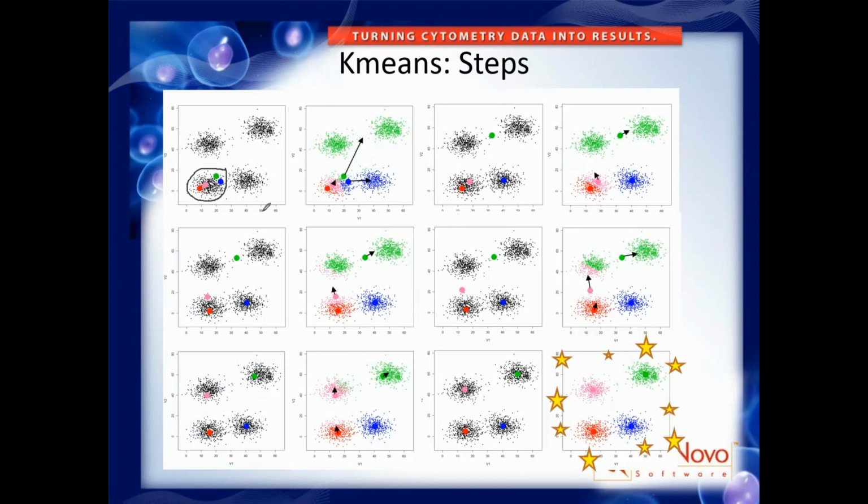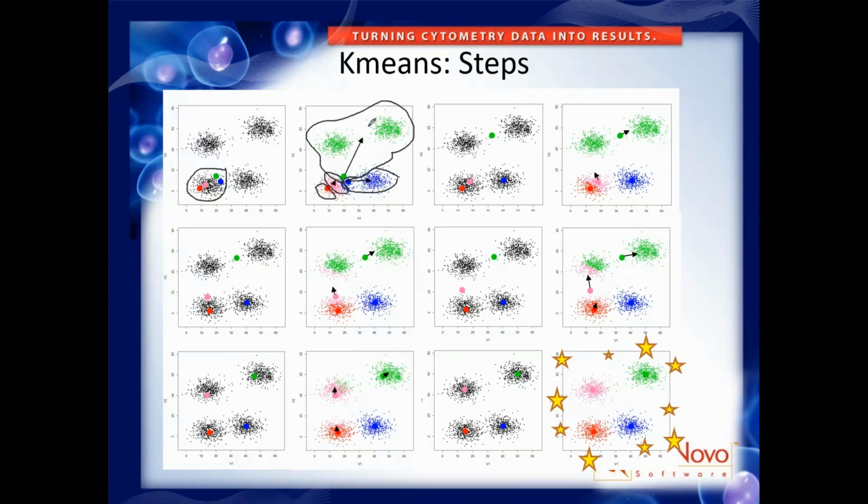Now let's assign every cell to the centroid that it's the closest to. So if we do that, we find that all of these cells here are closest to the green centroid that was randomly placed there. And then all of these cells here are closest to the blue centroid. All of the pink cells that I labeled in pink are closest to the pink centroid, and all of the cells in red are closest to the red centroid.